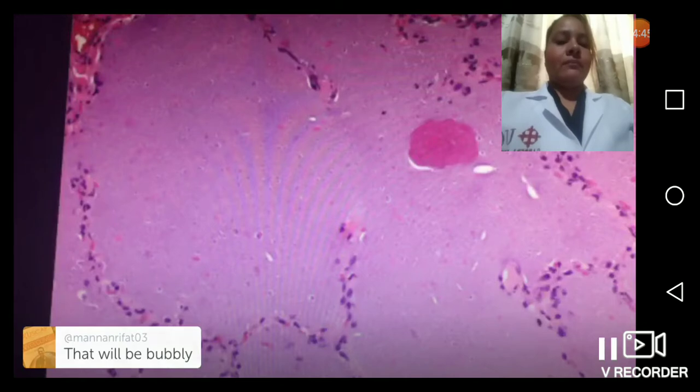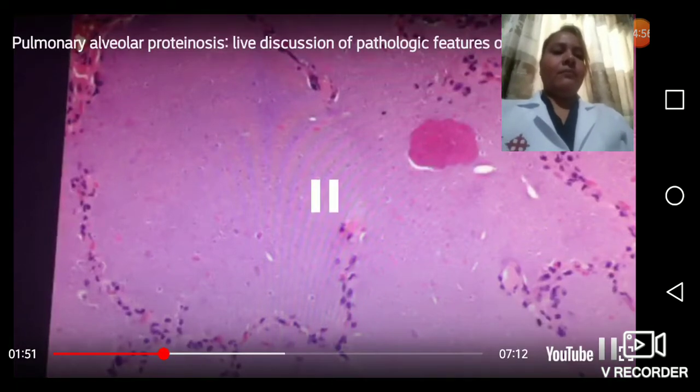So pneumocystis, you said that will be bubbly, and that's exactly right. Pneumocystis pneumonia has a bubbly or frothy appearance that's really characteristic even on H&E.